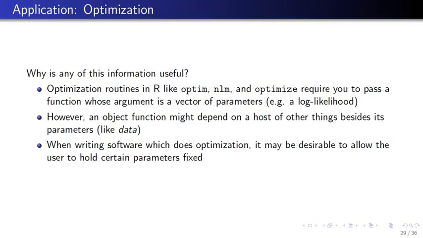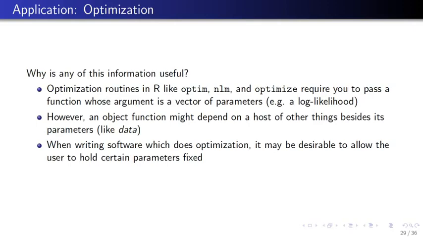So there are a few optimization routines in R called optim, nlm, and another one called optimize, and they all require that you pass a function to those functions whose argument is a vector of parameters. So for example, there's going to be some function that you want to minimize or maximize over a range of parameters, and functions like optim, nlm, and optimize take that kind of objective function and try to find the minimum or the maximum.